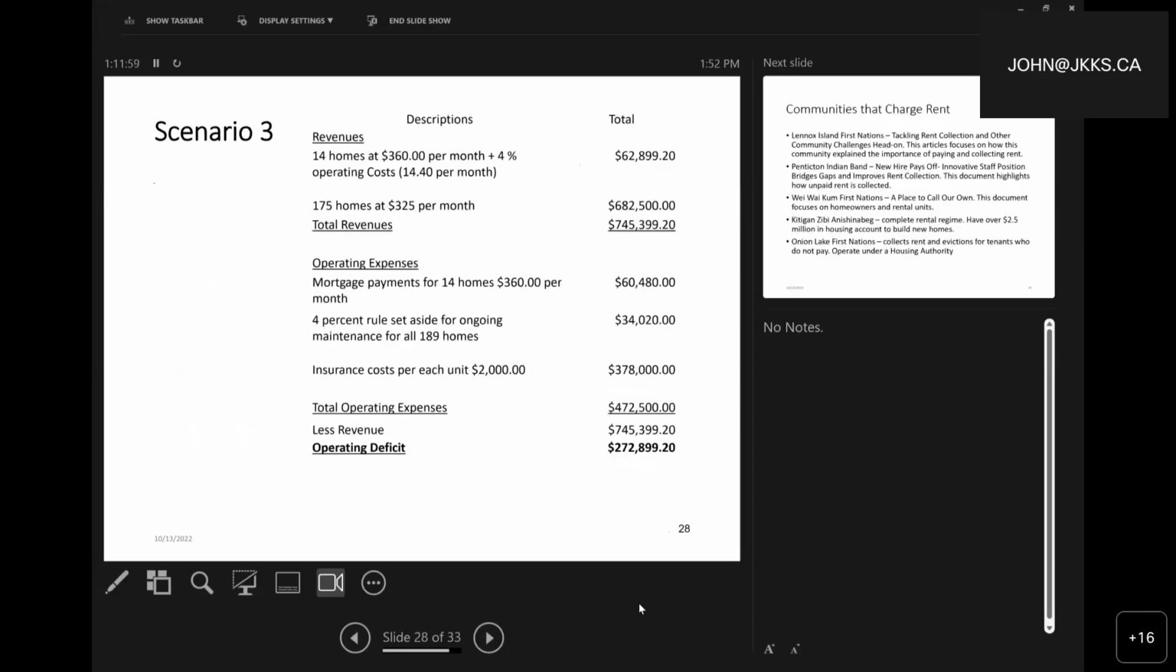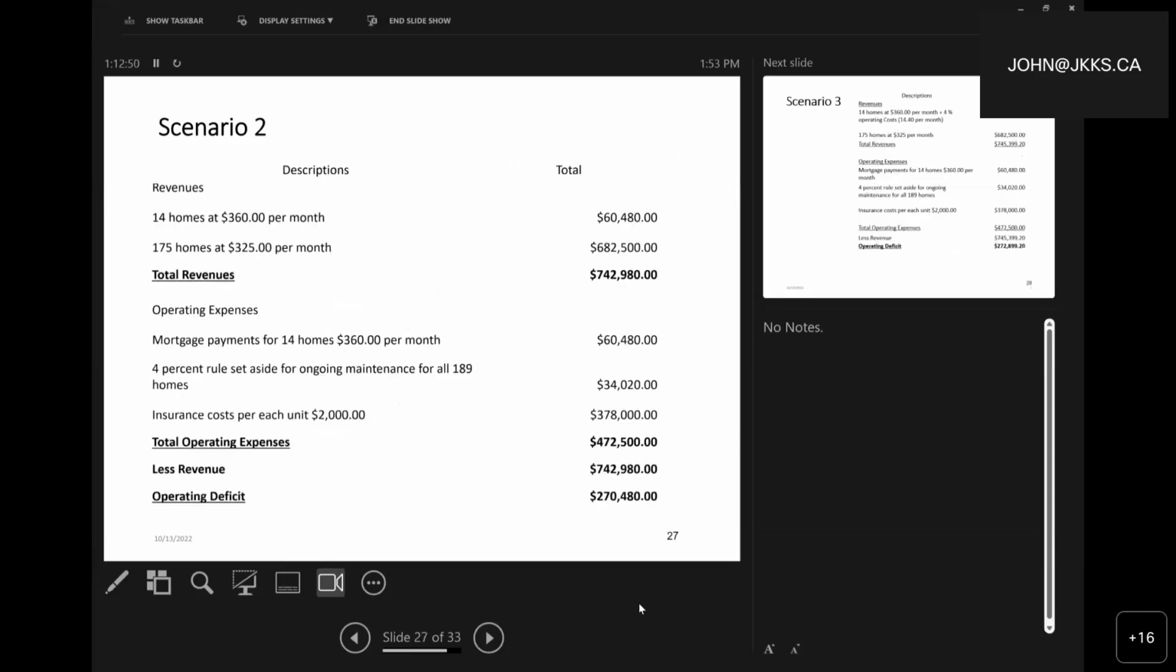Let's take it one step further. So under scenario 3, we take the 14 homes and we add the 4% of the operating cost. That works out to $14.40 per month. So you go back to the occupants and say, all right, you have to pay $14.40 more. Same, you get the 14 at 375 per month. So you get a little bit of increase on the total revenues, right? The operating expense difference. But what happens by adding that $14.40 a month? You increase your revenues by 272,899.20. So what's the difference, right?